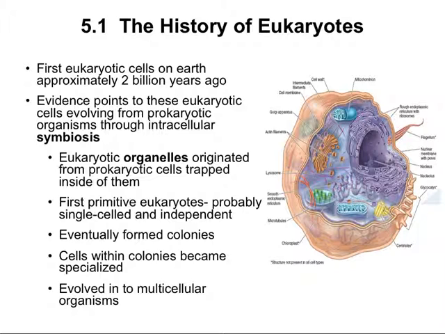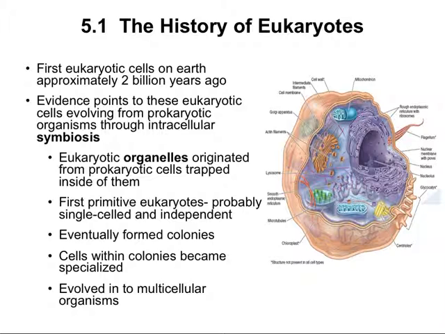The chloroplasts and mitochondria divide on their own, independently of the eukaryotic cell. As well as that, they contain prokaryotic ribosomes inside the mitochondria and chloroplasts. And as we've already learned, prokaryotic ribosomes are really distinct from eukaryotic ribosomes.